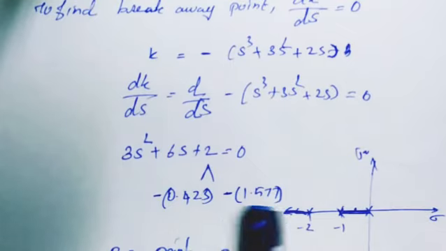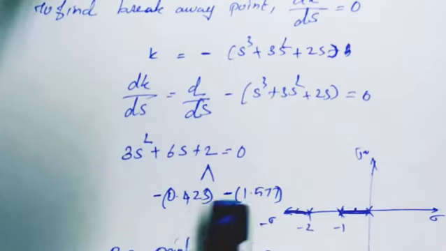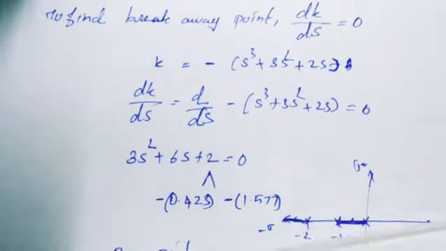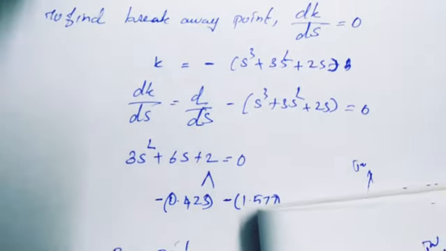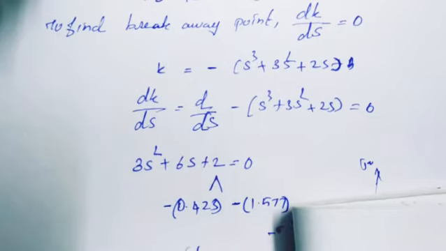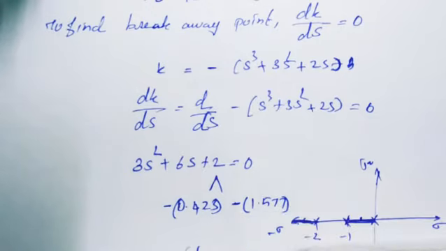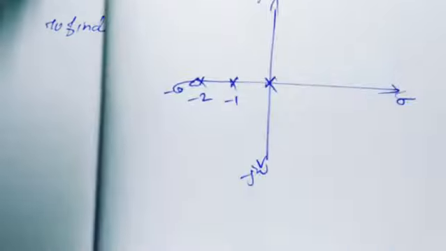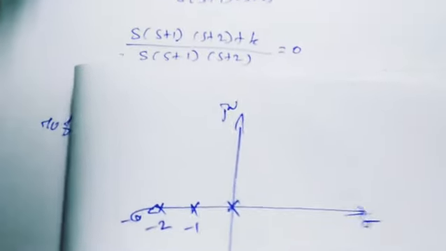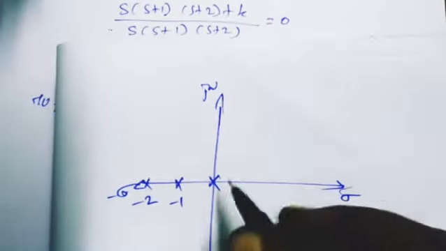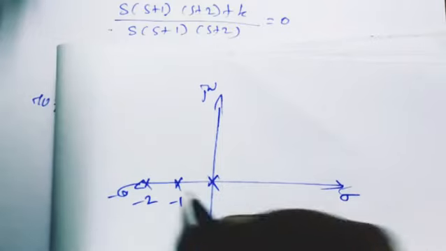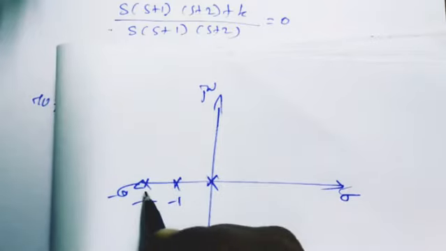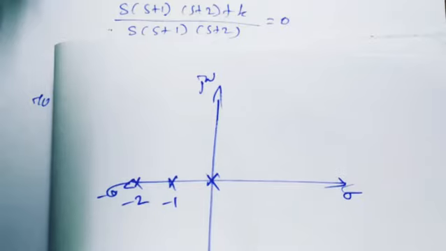We have two points over here. It is minus 0.423 and minus 1.577. So from these two, we have to find which one is our breakaway point. For that, first we are plotting the pole-zero plot. We don't have zeros in this, and we have 3 poles, one at origin, one at minus 1 and another at minus 2.